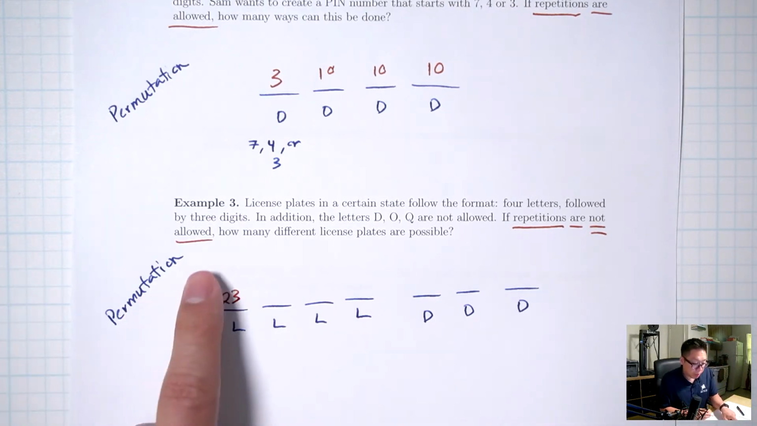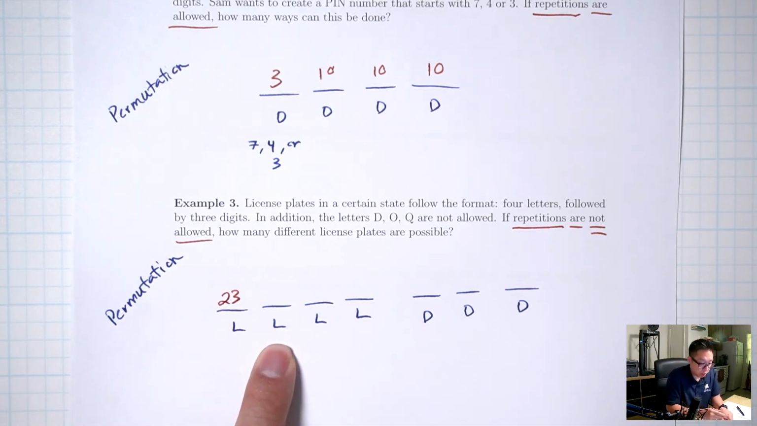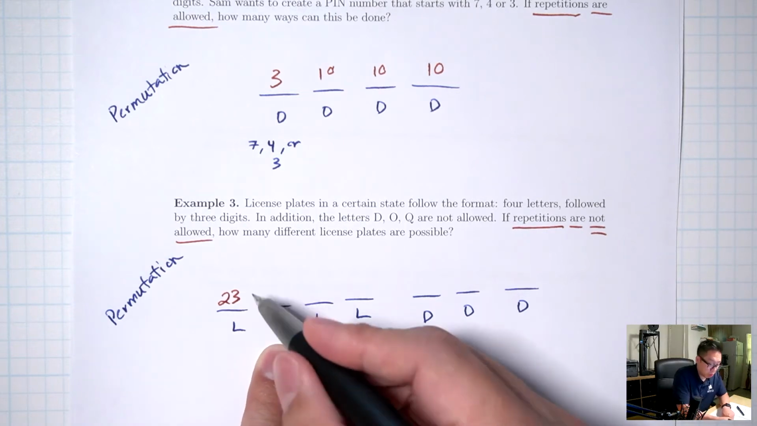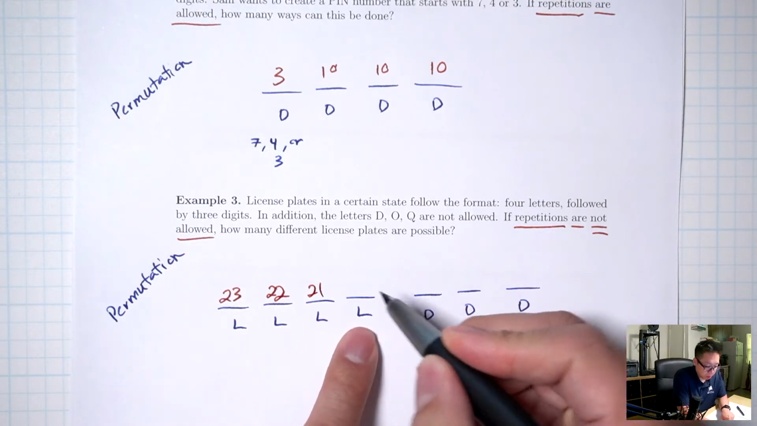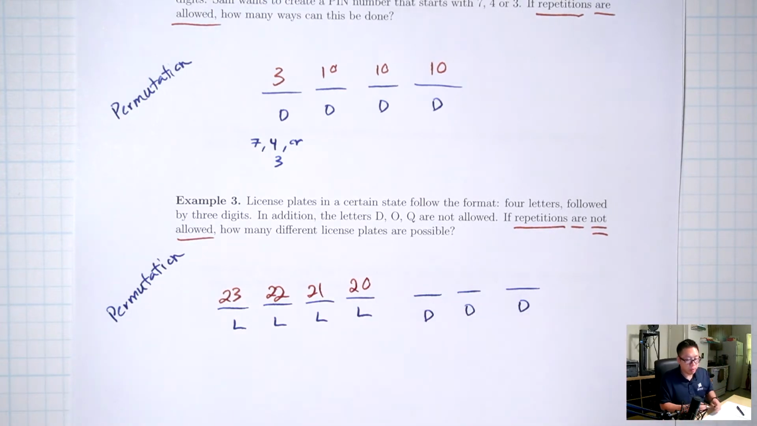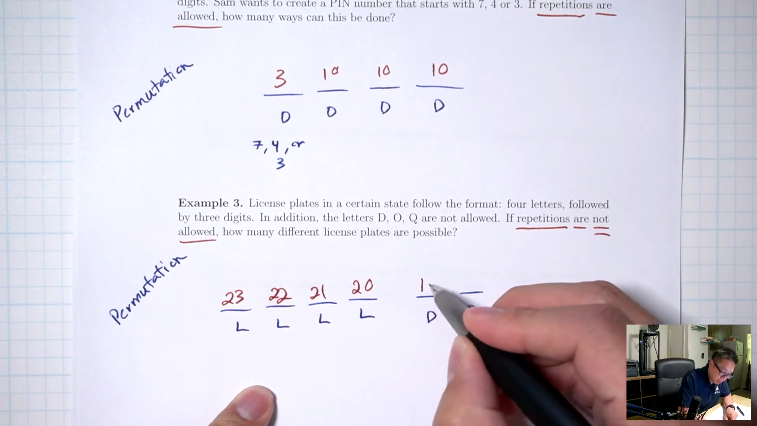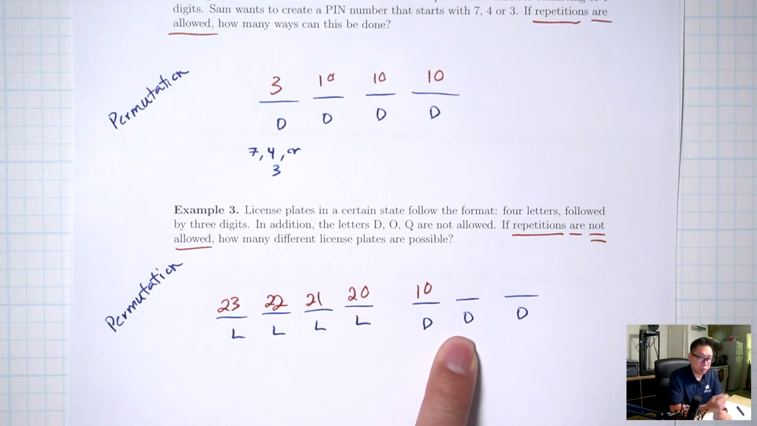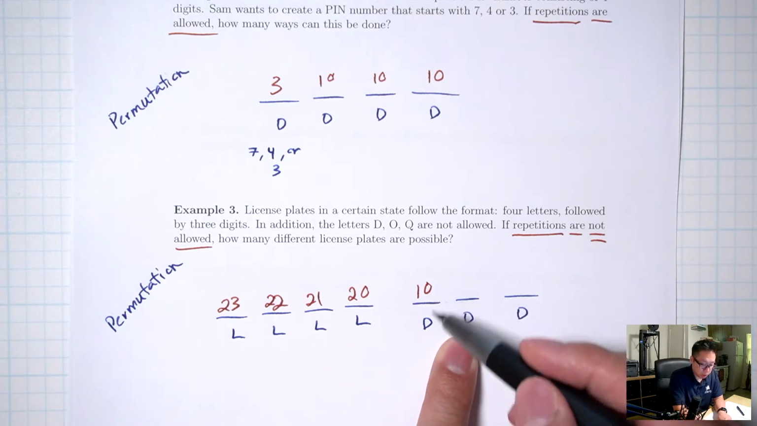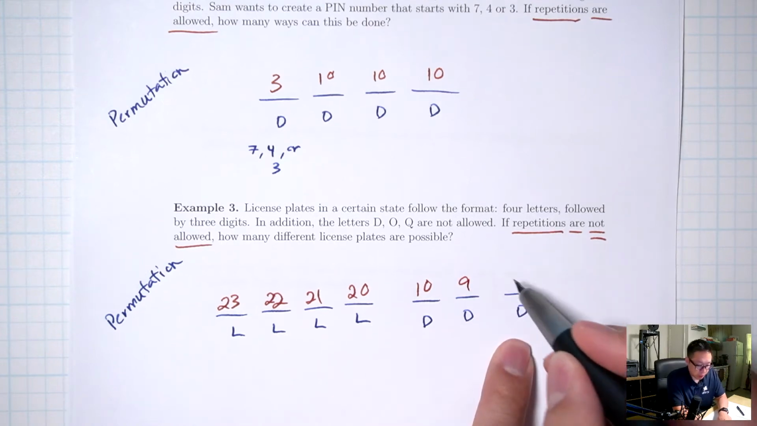Now, because I'm not allowed to repeat, whatever letter I chose for the first blank, I can't use again, which means I don't have the full 23 anymore. I'm down to 22. And then for the same reason, I'm down to 21, and then I'm down to 20. Digits, 0 through 9, that's 10. And then because I'm not allowed to repeat, for the next digit I do have to reduce it by 1 to 9. And then I need to reduce again to 8.